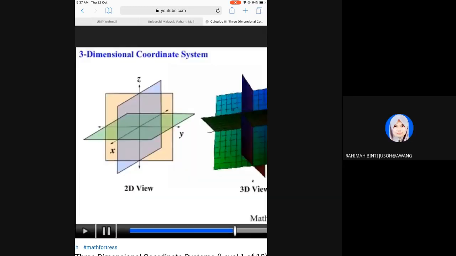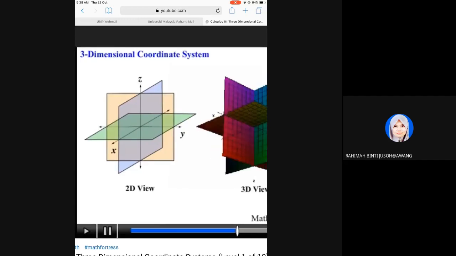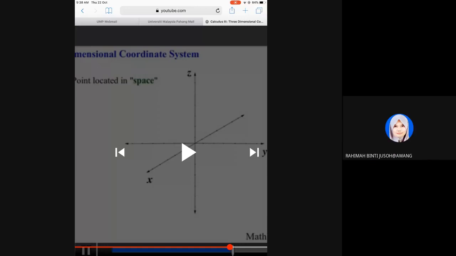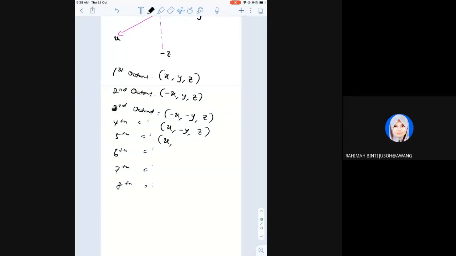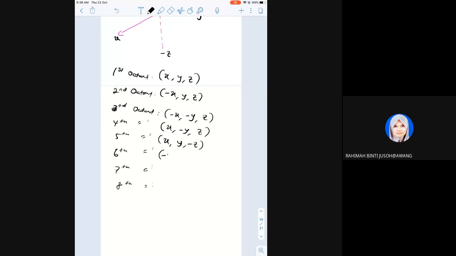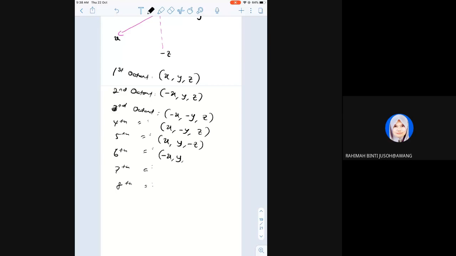Tengok fifth tu dia dekat bawah, somewhere here. Dekat bawah ni. Okay, bawah dia depan, tapi dia sebelah kanan. Boleh imagine. Yeah, Z tu negatif. So X positive, Y negative, Z negative. 6, 6 kat mana? Depan ke belakang? Belakang, so negative X. How about Y? Positive Y. And then Z is negative, sebab dia di bawah.